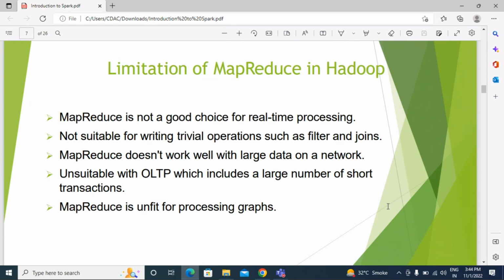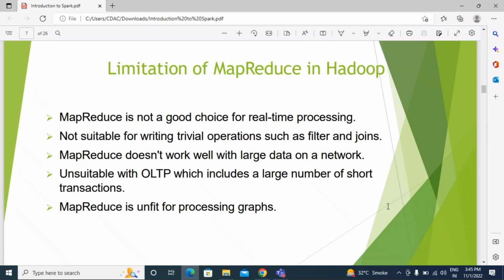Limitations of MapReduce. MapReduce is not a good choice for real-time processing, which we have discussed. It is not suitable for writing trivial operations like filter and joins. So you cannot perform any kind of join operation. Let's say you have tabular data and you want to perform certain kinds of joins between two tables, you cannot do that.